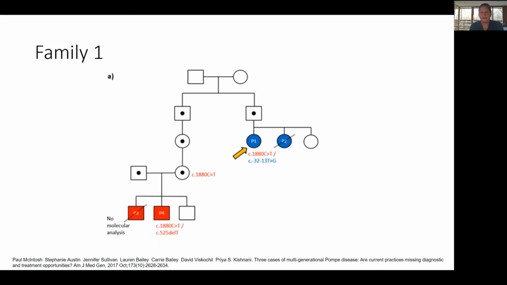P4 was a sibling of P3, and because of P3's diagnosis, P4 was diagnosed prenatally and started on enzyme within the first couple days of life. So you can see here that through this family, we have multiple generations affected with Pompe, with 2 different variants of Pompe and different variants within the family.